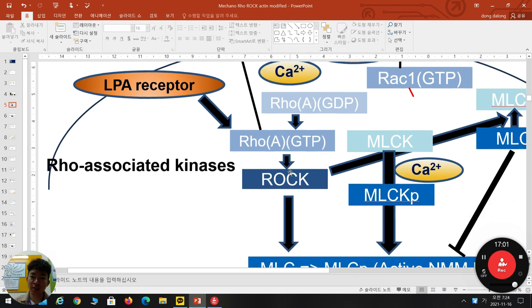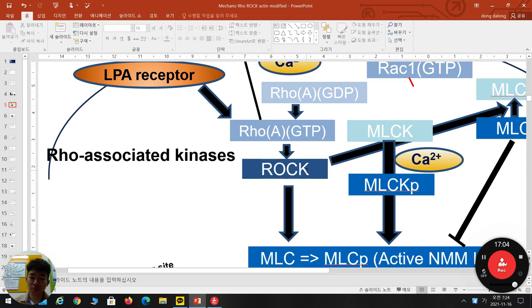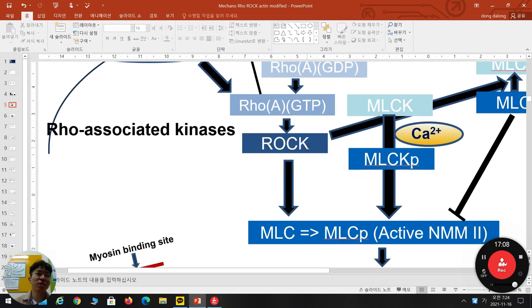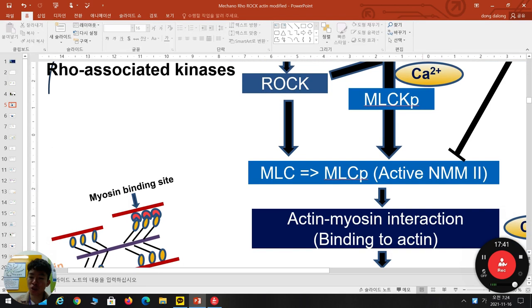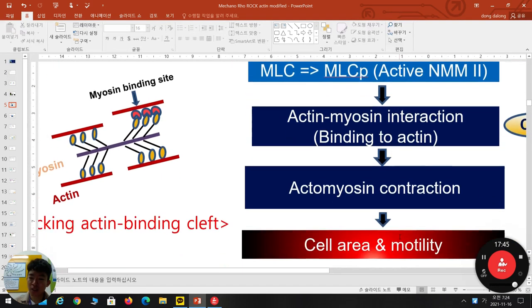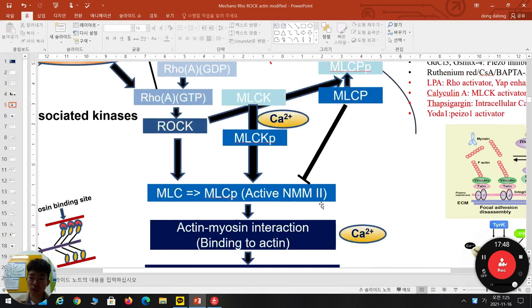When activated, ROCK is Rho kinase, and Rho kinase can phosphorylate other proteins. Most phosphorylation means signal on. Myosin light chain, I will tell you later, is phosphorylated by ROCK. Then non-muscle myosin 2, which regulates actin as a motor, is activated, and actin-myosin contraction occurs, and then cell area and motility change. This is one pathway.